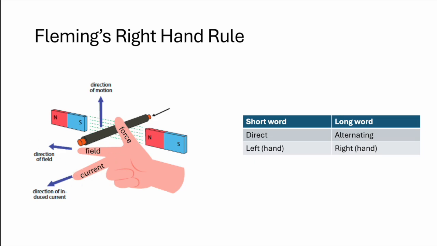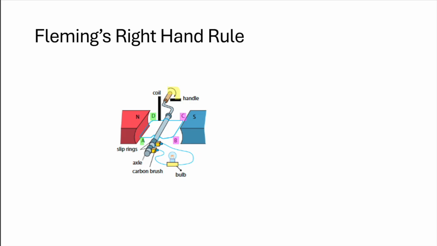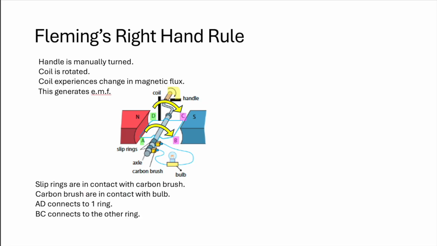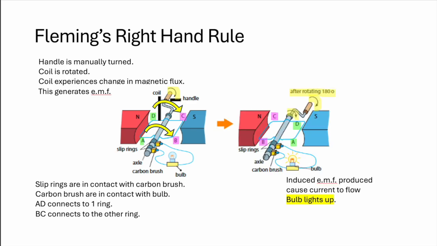In this setup, it's a very simple generator whereby the force is generated through turning the handle, and thereby AD of the coil is going upwards and BC of the coil is going downwards. Slip rings allow the axle to turn while still maintaining contact, yet it's not attached dead to the axle, allowing it to move. As the handle turns, a physical force is being applied, and through the influence of the magnet, an electric current is being produced to light up the bulb.